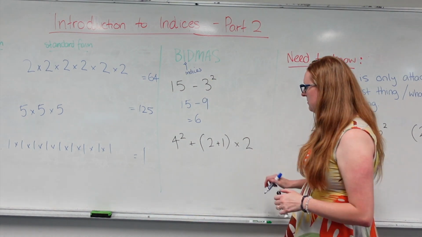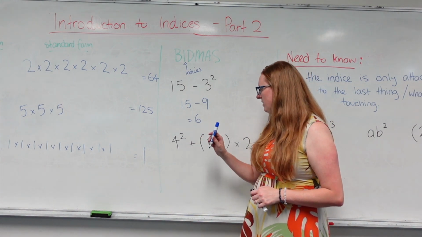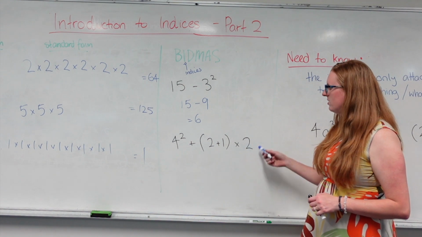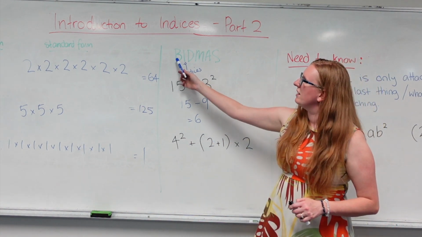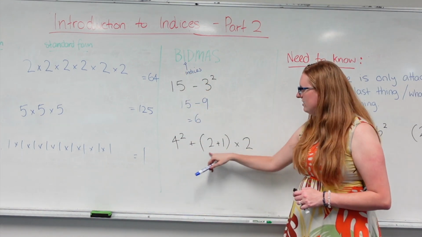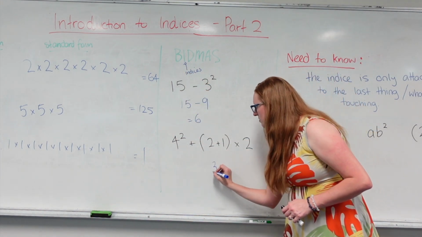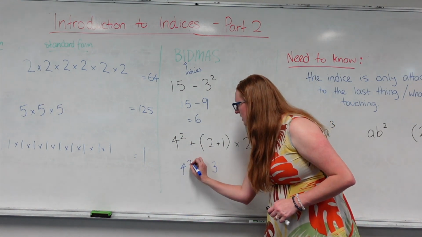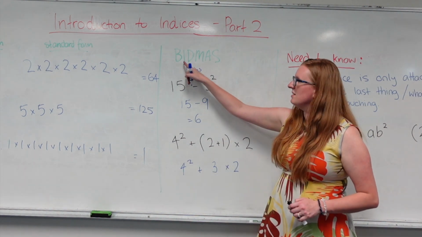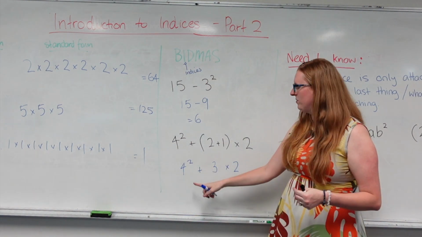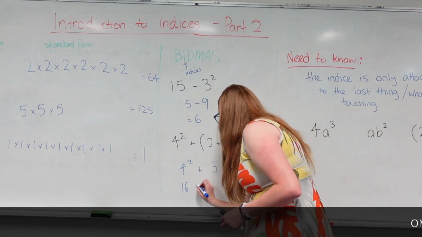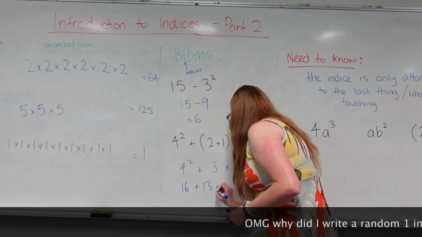Okay, cool, let's have a go at this one. So here we've got 4 squared plus 2 brackets, 2 plus 1, close bracket, times 2. All right, so we're going to work in order from left to right. So first up, we're going to do brackets. So our brackets are here. So 2 plus 1 gives us 3. All right, and then I've got 4 squared plus, and then a times. All right, next up, I'm going to be doing my indices because that's step 2 of my BIDMAS. So 4 squared, 4 4s are 16, so it's 16 plus 3 times 2.